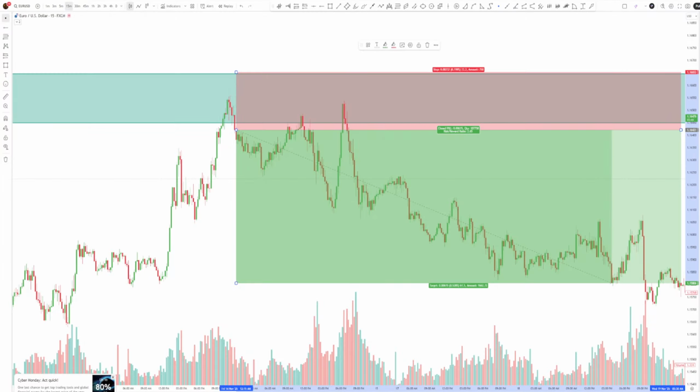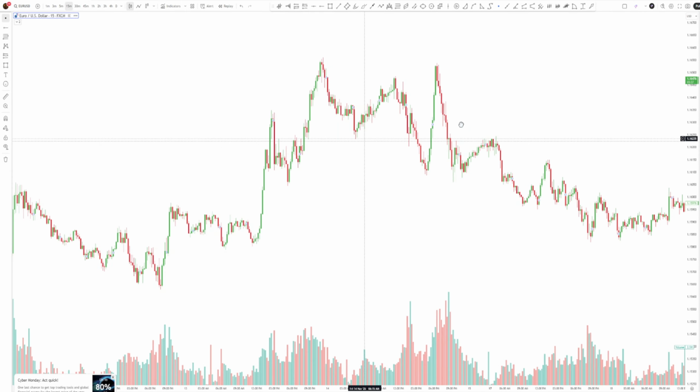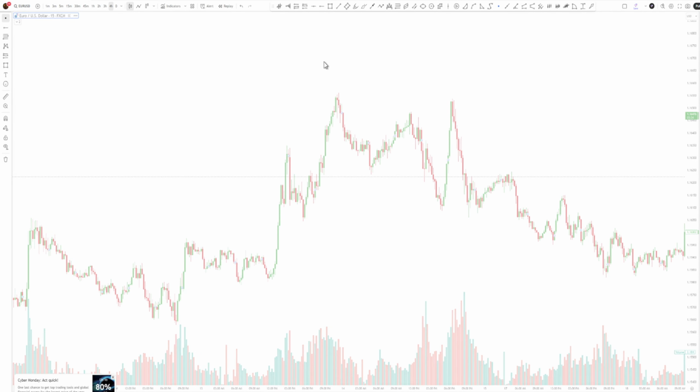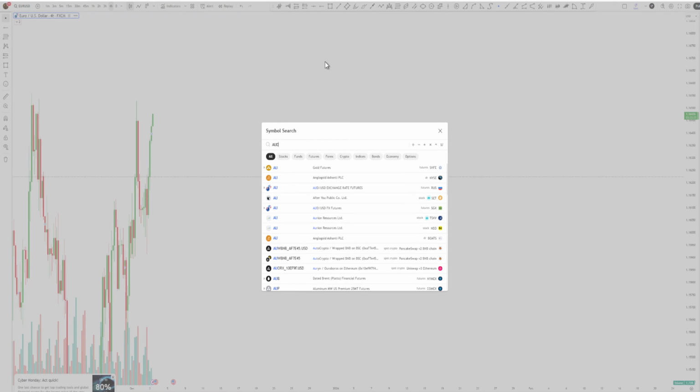Step 1. Set up your chart. Open a clean candlestick chart in your preferred index and then preferred time frame. Here, let's say we have taken a 4-hour time frame in AUD JPY.